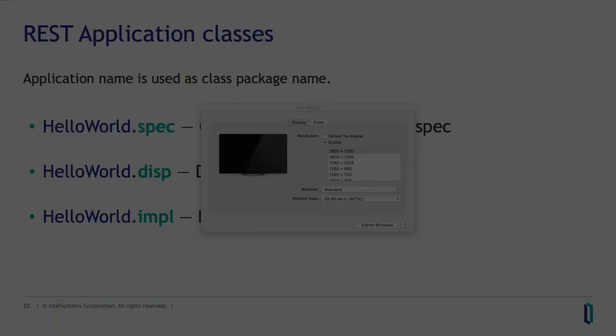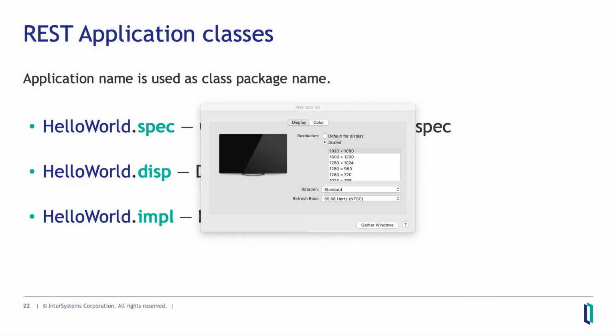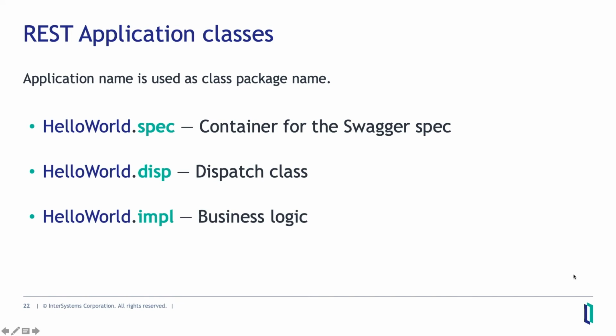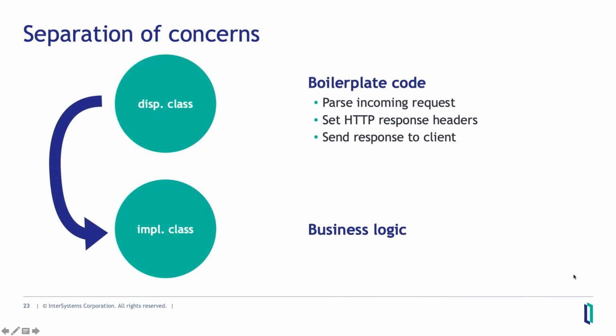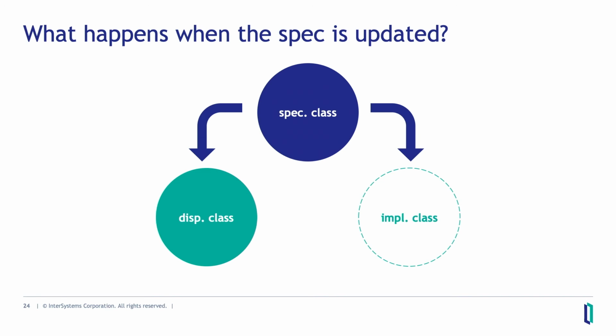So back to the slides for a moment. And I believe the next few slides just cover some of what we've just discussed. So here's the separation of concerns between the dispatch class, where you're going to find some of the boilerplate operations, things you need to do for every endpoint, and your actual business logic. And when the spec is updated, we throw away the dispatch class and regenerate that from scratch based on the updated spec. The implementation class is partially updated to implement any new endpoints or new parameters that you've added.